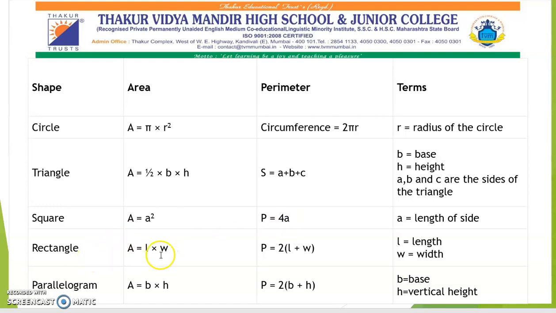Rectangle. Area of rectangle, A equal to length into width. Perimeter equal to 2 into L plus W. L is the length, W is the width. Parallelogram. Area of parallelogram, A equal to base into height. Perimeter equal to 2 into base plus height. B is the base and H is the vertical height.